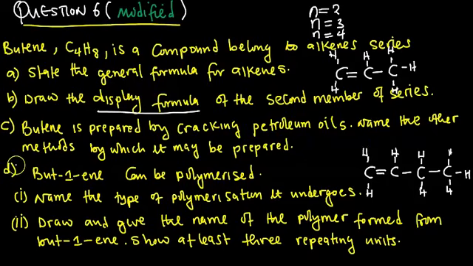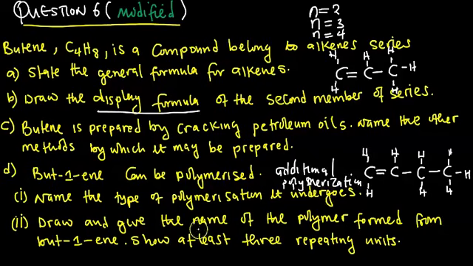They are saying it can be polymerized, and of course you know that alkenes undergo addition polymerization. So name the type of polymerization it undergoes. I've just given it already. That is addition polymerization, where the repeating units keep on adding. Okay? So it's addition polymerization.